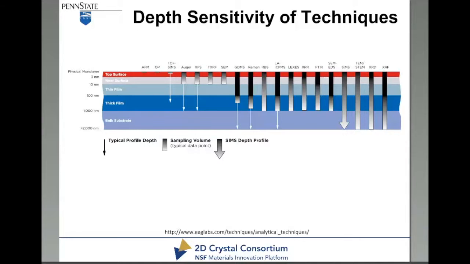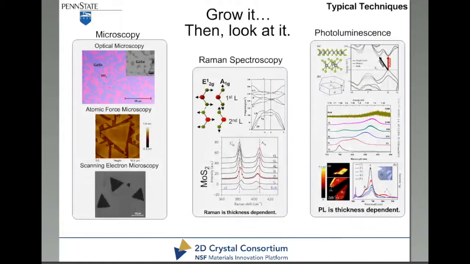Now, TEM in this chart is considered on the far right as a bulk technique. It actually isn't. If you want to get to high resolution, you need samples on the order of 20 nanometers to 50 nanometers thick or thinner in order to actually be able to get that atomic resolution.